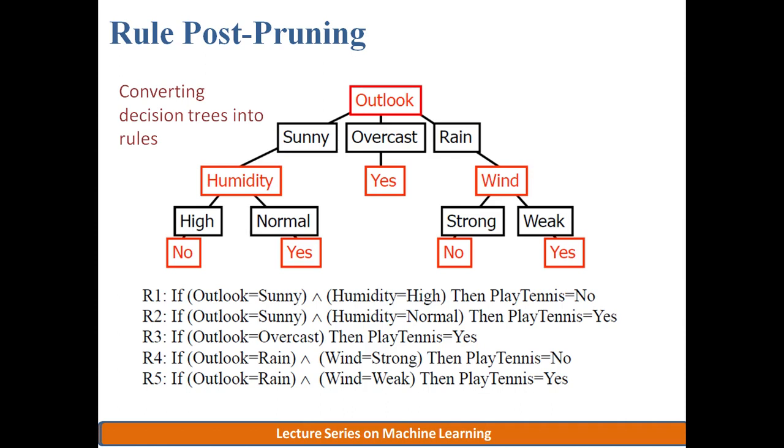Similarly, we can frame the second rule: if outlook equal to sunny and humidity equal to normal, then play tennis equal to yes. If outlook equal to overcast, then play tennis equal to yes. If outlook equal to rain and wind equal to strong, then play tennis equal to no. If outlook equal to rain and wind equal to weak, then play tennis equal to yes.